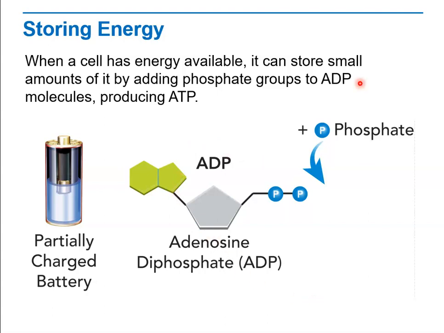In the case of ADP, when this third phosphate group is added to make ATP, it stores the energy in the form of a chemical bond. The bond between the second and third phosphate groups holds energy that will be used by the cell.